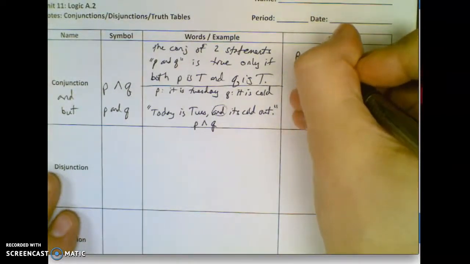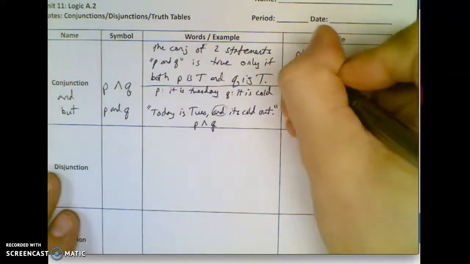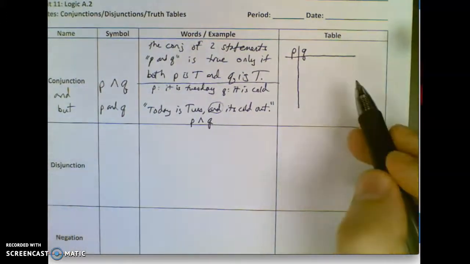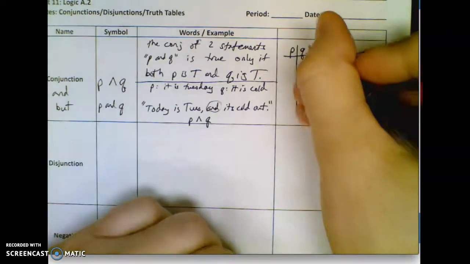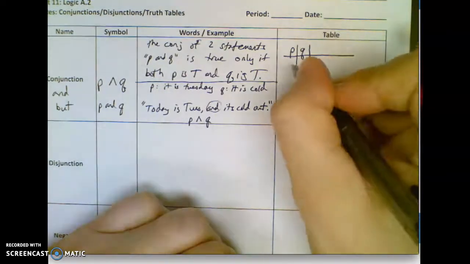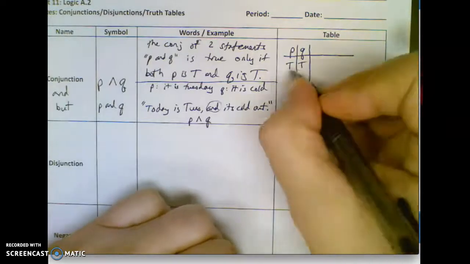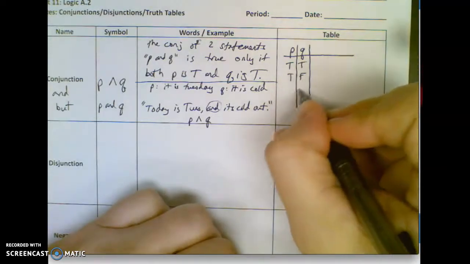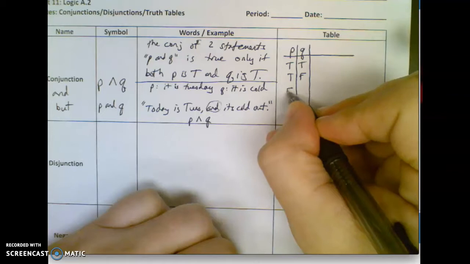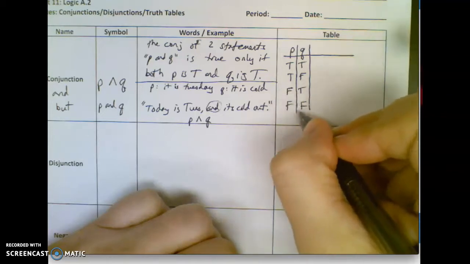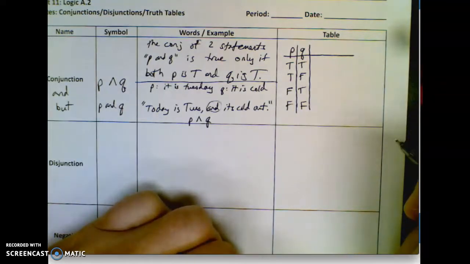So this is your first introduction to truth tables. A truth table looks like this, and you have a few options with P and Q. If you have 2 statements, they could both be true. You could have the first one true, the second one false. You could have the first one false, second one true, or you could have them both false. There is no other way to take 2 statements.